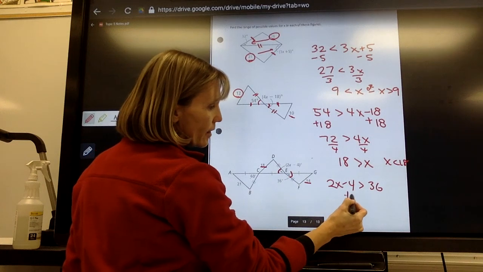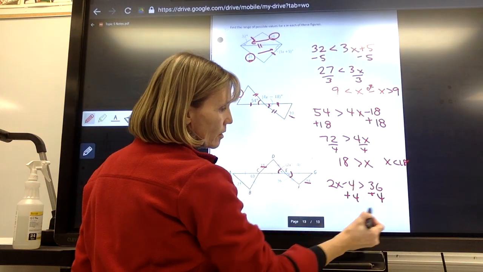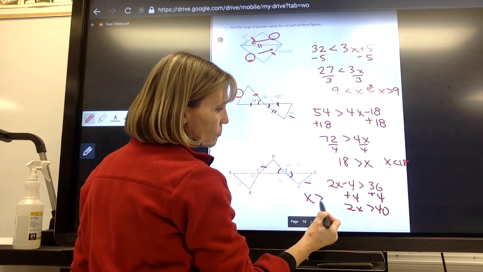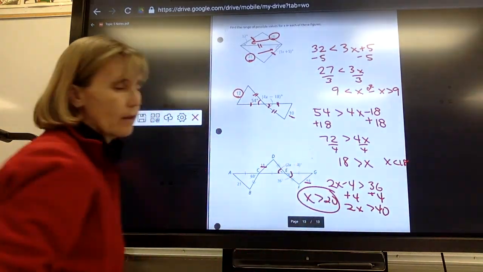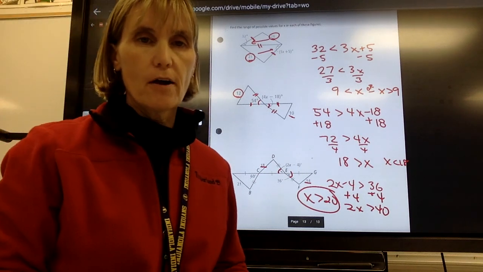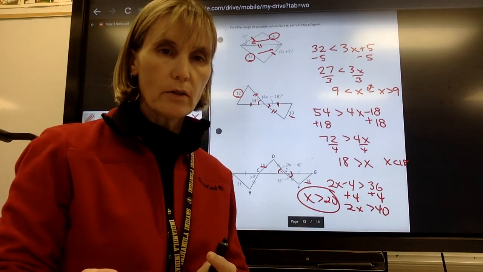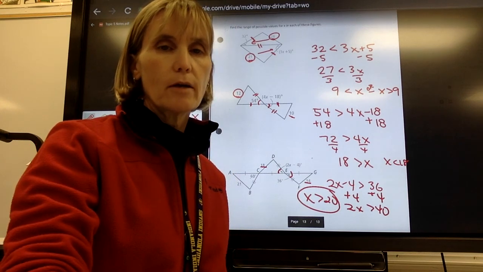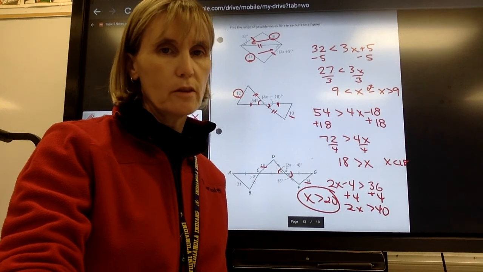When I solve that, I add 4. I got 2x is greater than 40, so x is greater than 20. And that would be my solution there. So on your worksheet for 5.5, you're going to be writing inequality statements and solving those inequalities. Go ahead and give that worksheet a try and join the Zoom meetings.